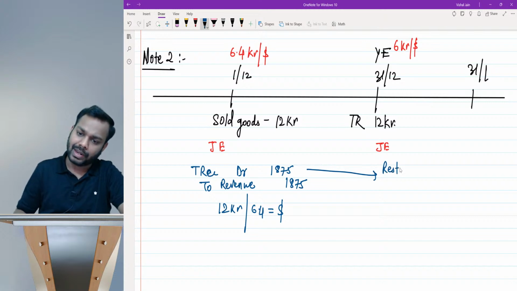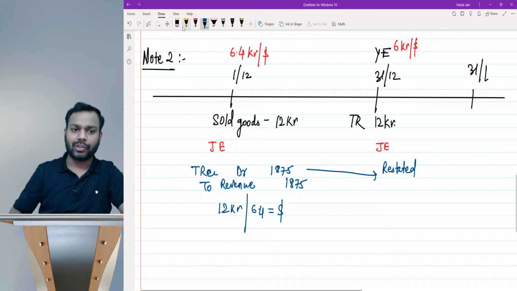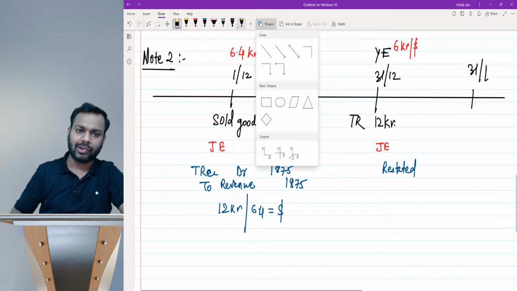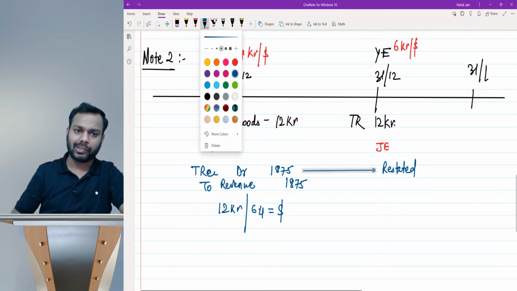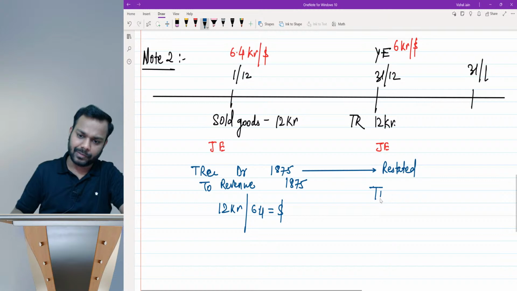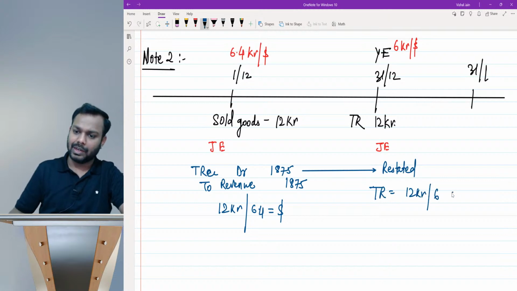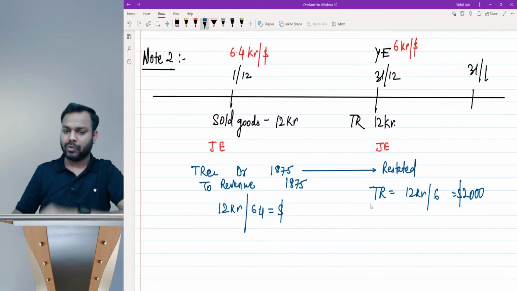Why? Because it is a foreign currency monetary item. So that's why it has to be restated. I hope it is clear to all of you. Now if we restate, what is the value of trade receivables? Tell me, what is the value of trade receivables? So the trade receivables becomes how much? $12 million divided by 6 is equal to $2,000, right? Now from 1875 to 2000, what does it become?